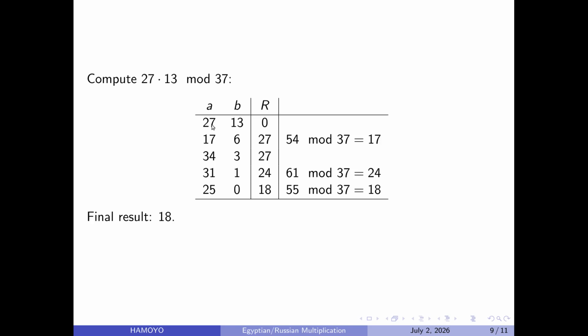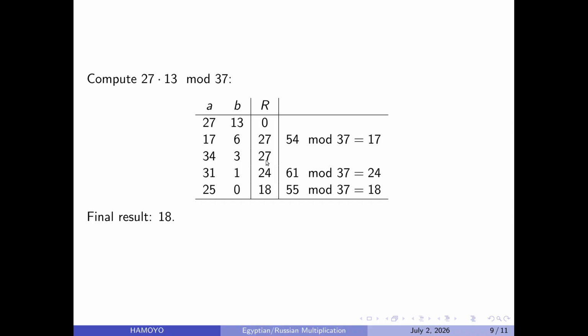That's 54. But we are working in a modular range, so 54 mod 37 is 17, so we end up with 17 here. Then we move on to the next stage again. It's the same procedure, but this time around we see that 6 is even, so we maintain our R. Then we multiply 17 by 2, which is 34. It's less than 37. And then we divide 6 by 2, we have 3. Then we continue on again.